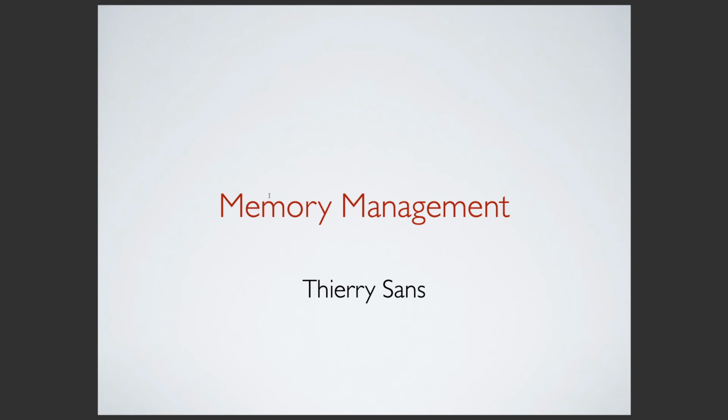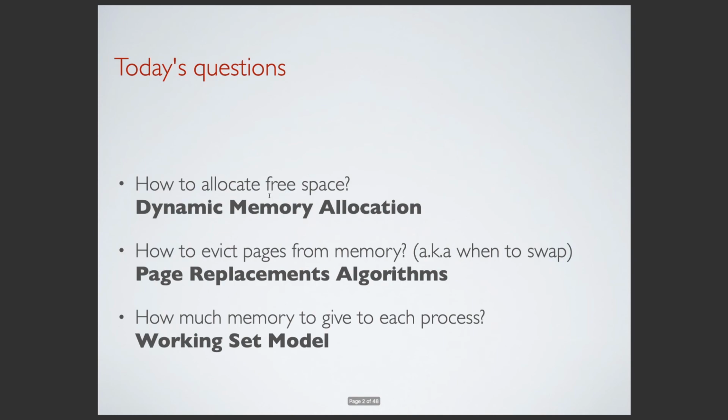So here we're going to continue a little bit, and we're going to talk about three big questions. The first one is how to allocate free memory. So how do we track free memory? Where is it? And how do we allocate it? So that's going to be dynamic memory allocation.